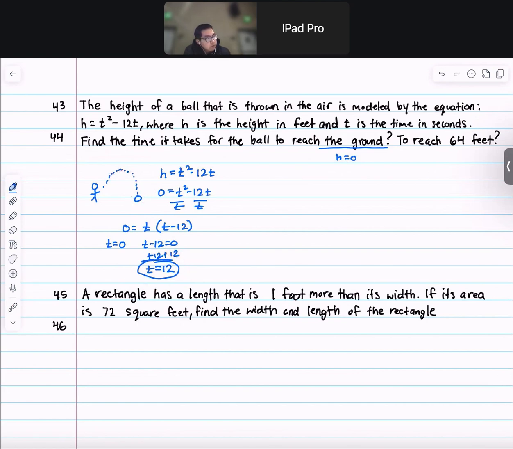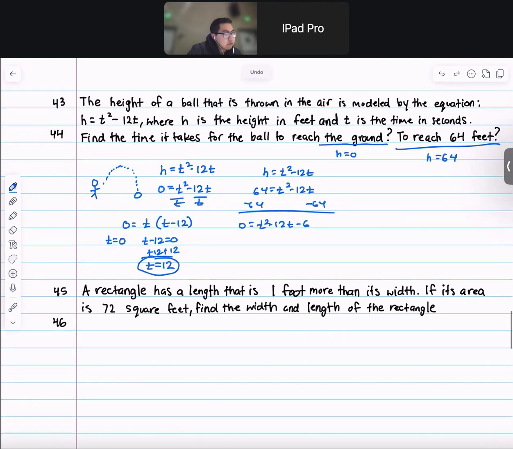Now we have, well, find the time it takes for the ball to reach 64 feet. Well, you guys, isn't that h equals 64, right? So we already have this equation, so let's plug it in there. 64 equals t squared minus 12t, right? Let's solve for it. Let's subtract both sides by 64 because we want to set the equation equal to 0, right? So we got that.